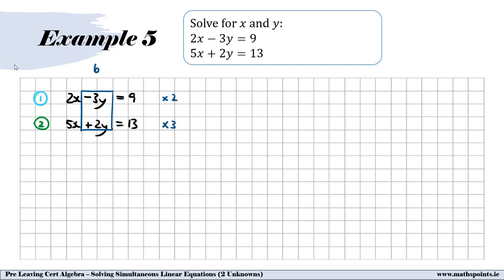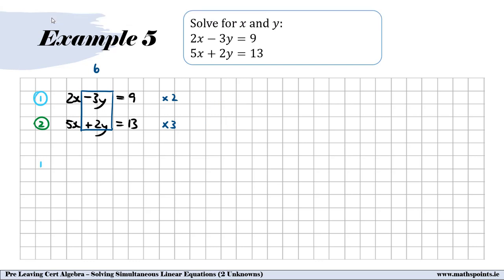We could eliminate the x's. We'd multiply the top line by 5 and the bottom line by minus 2, turning the top line into 10x and the bottom line into minus 10x. So it doesn't really matter what you decide. I decided to go with the y's because the signs were already different and I could just multiply by 2 plus numbers. So let's go ahead and do that.